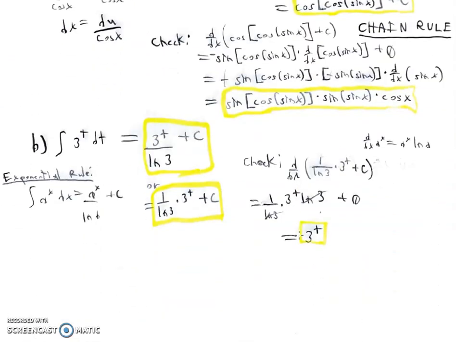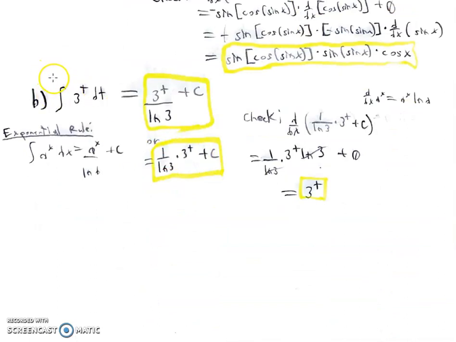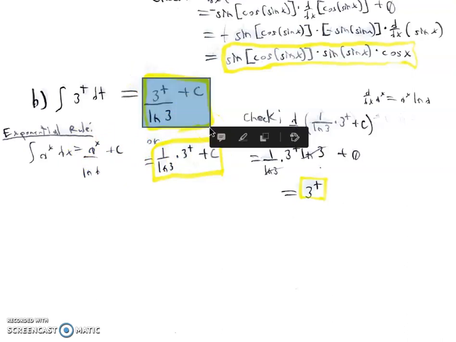Now if I go to part B, you have the integral of 3 to the power of t times dt. That is very easy. That is one of the exponential rules, which is the integral of a to the x power times dx equals a to the power x divided by ln a, all plus c. So my answer here is 3 to the power t, all over ln 3, all plus c.